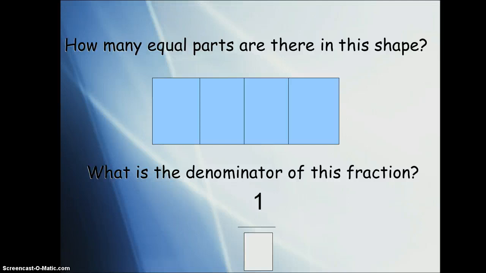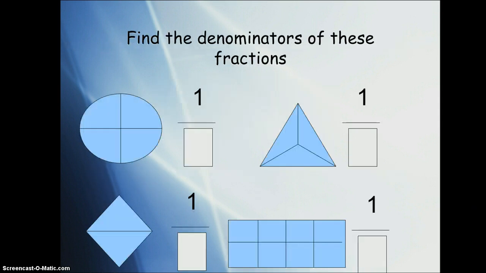How many equal parts are there in this shape? 1, 2, 3, 4 different shapes make up the whole rectangle. So what is the denominator for this fraction? If you said 4, you were correct. Now let's find the denominators of these fractions. In this circle, how many pieces make up the whole? What's the denominator? If you said 4, you were correct.